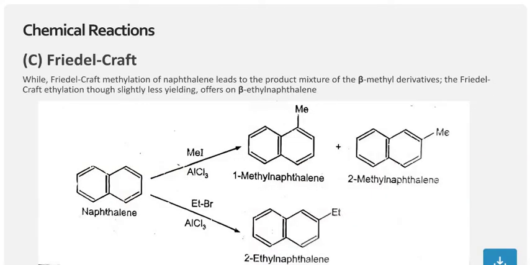Now here you can see Friedel-Crafts. Friedel-Crafts methylation of naphthalene leads to a product mixture of beta-methyl derivatives, and Friedel-Crafts ethylation, though slightly less yielding, offers beta-ethyl naphthalene. Now you have the naphthalene. You have 2 methods here: methyl iodide, aluminum chloride, and ethyl bromide, aluminum chloride. In the first case, 1-methyl naphthalene and 2-methyl naphthalene are both formed, and in the second case, it gives only the 2 position product, 2-ethyl naphthalene. So that is also very important. So Friedel-Crafts alkylation you have seen.